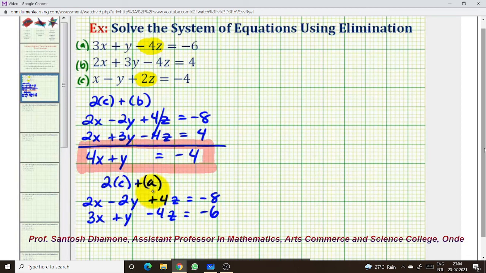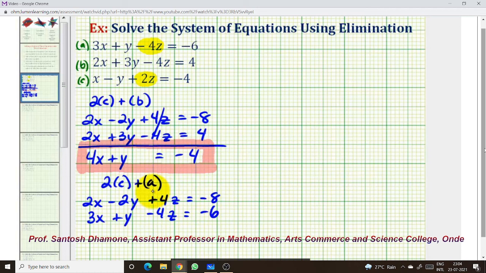Notice how these z terms again are opposites. This would sum to 0. So we have 5x minus y equals negative 14. Notice what we've done now is we've created two equations with two unknowns. So we'll solve this as a system using elimination.